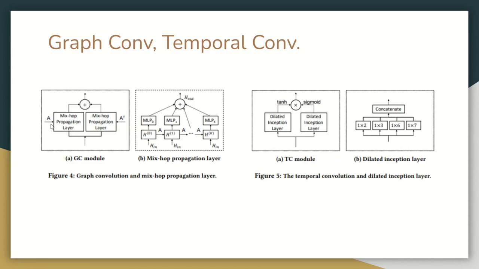So, we'll be using propagation layers for the GC module, and all of them will be connected through a straightforward concatenation. And for the TC module, there's an inception layer with skip connections and another concatenation over here.